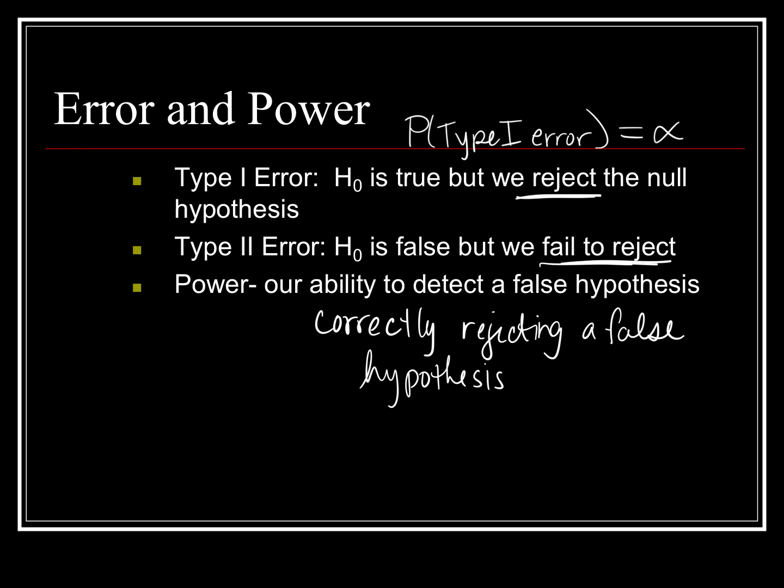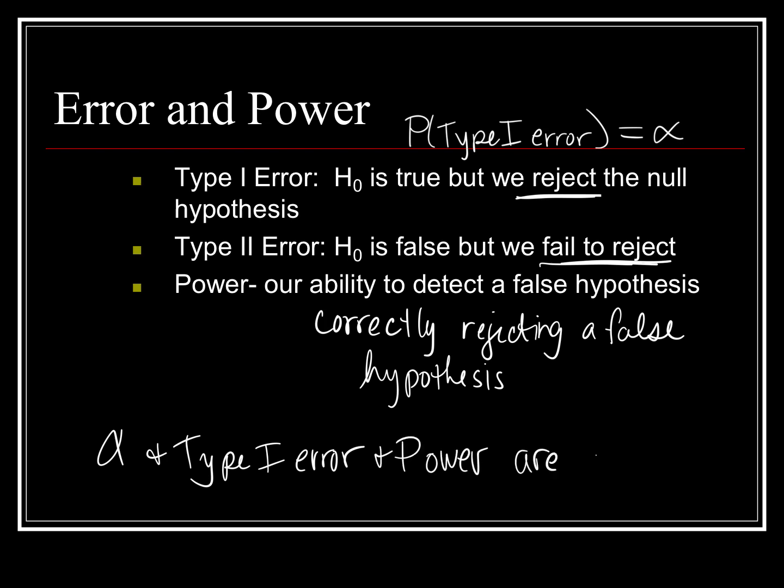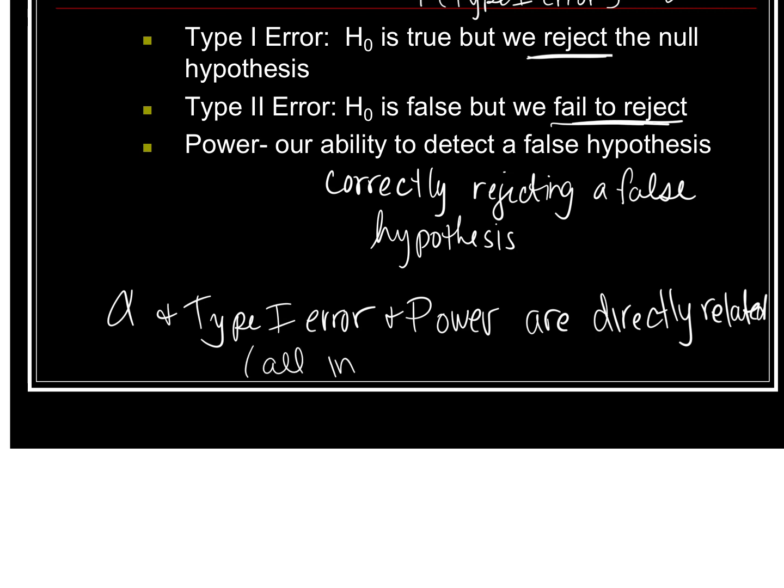I also increase my power. Okay? So my alpha and my type 1 error and my power are directly related. This goes back to a concept we sometimes skip over when we discuss it in Algebra 2. Directly related means if I increase one of these things, the other ones increase as well. If I increase alpha, I increase type 1 error, I increase power. If I decrease alpha, I decrease type 1 error, I decrease power. Okay, so they all increase or decrease together.